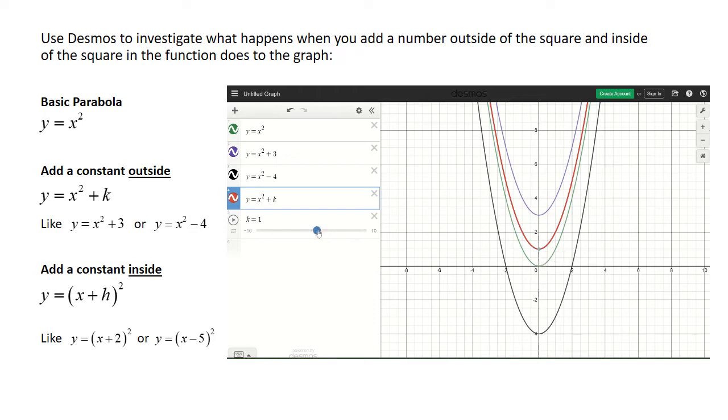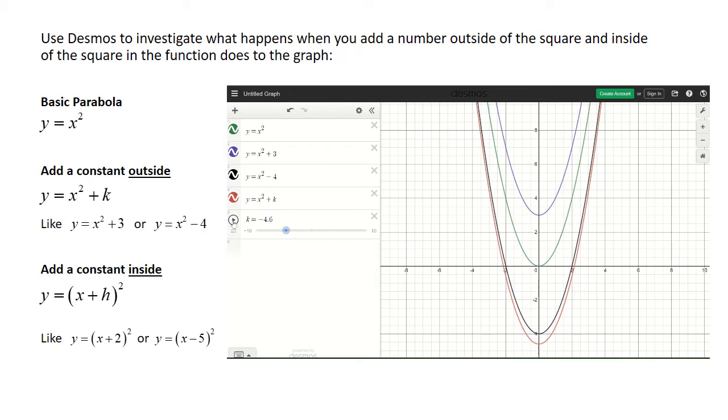If I move my slider around, the graph goes up. As I increase the value of k with the slider, you can see the graph goes up, and as I decrease it, it goes back down. If I make it 0, then I'm right overlapping the original y equals x squared graph. If I make it negative, the graph continues to go down.